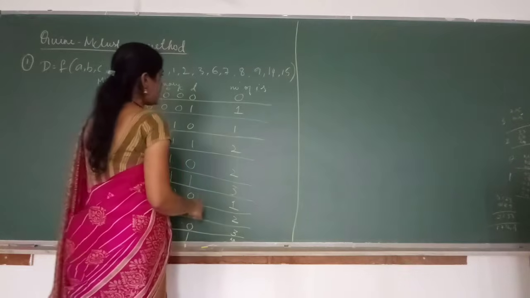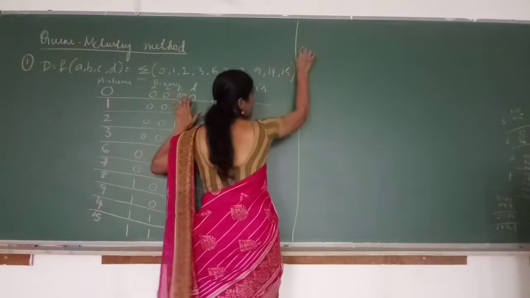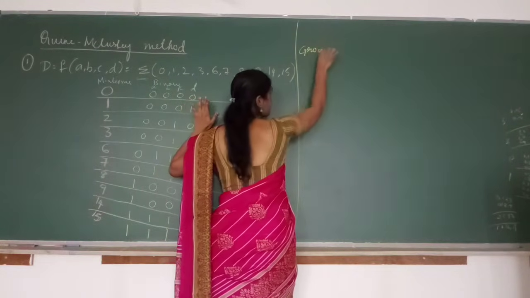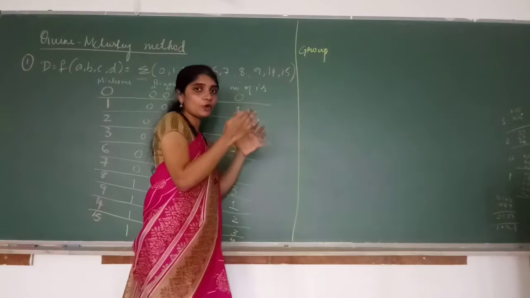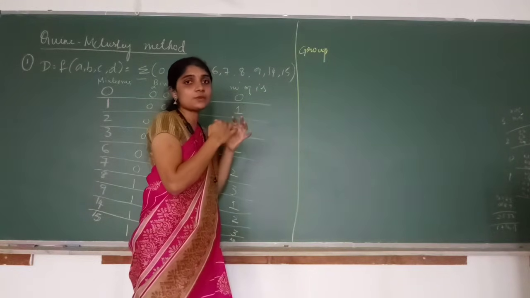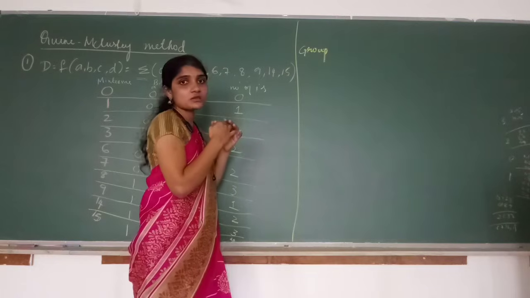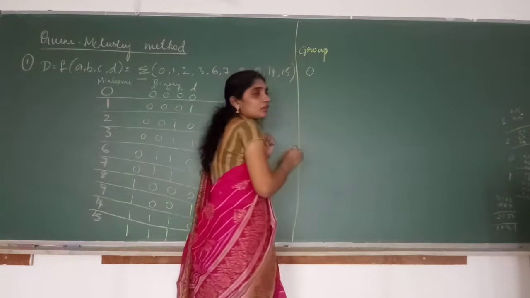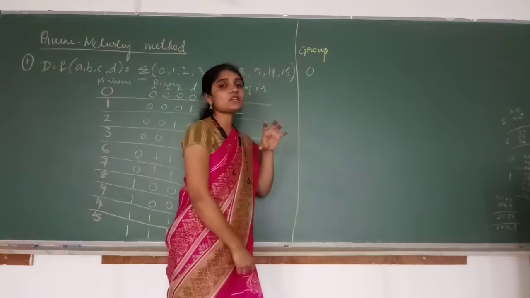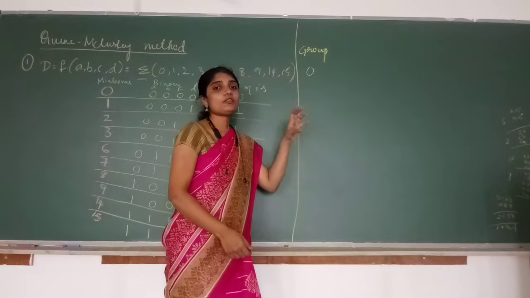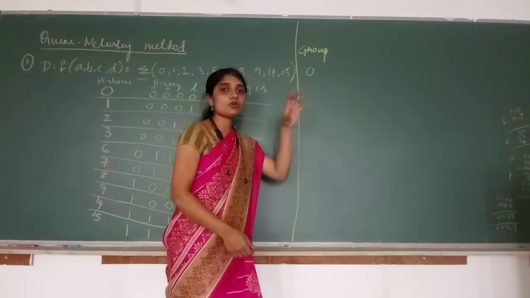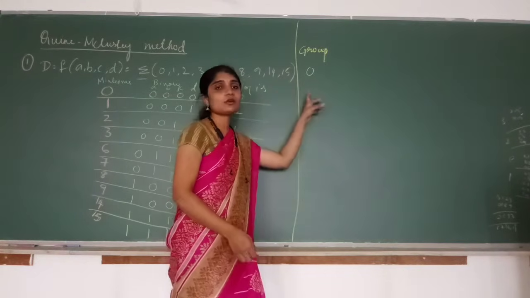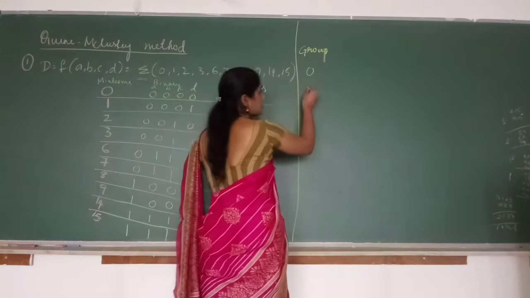So what is the first column? First column I write group. Now I am grouping the mean terms depending on the ones present in the mean term. What is group 0? What are the terms we get in group 0? The mean terms with number of ones equal to 0 will be put in group 0.